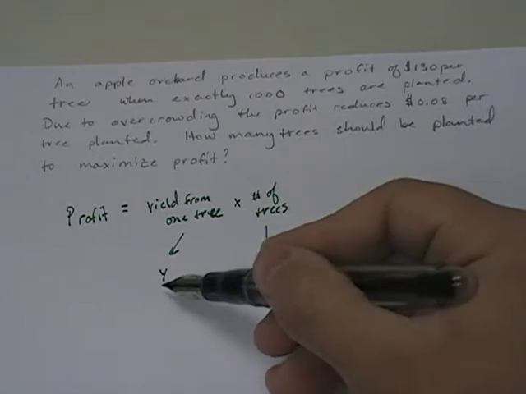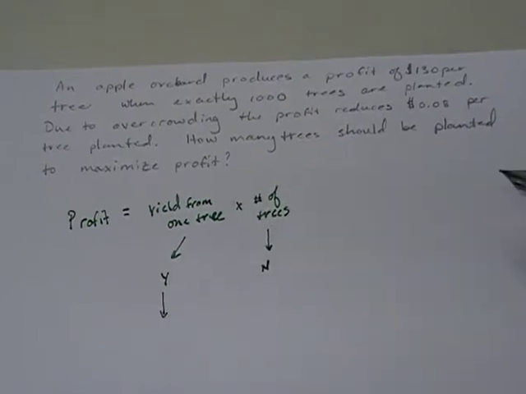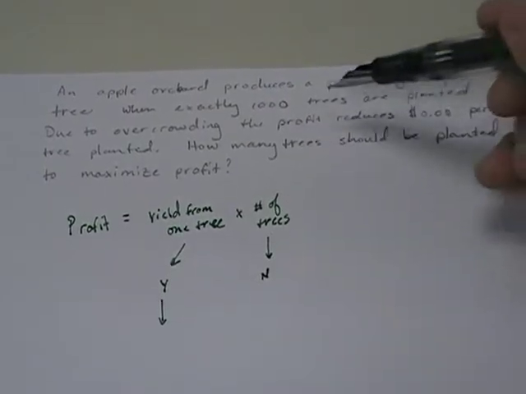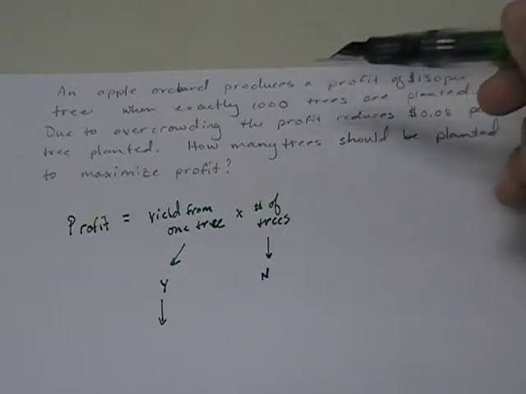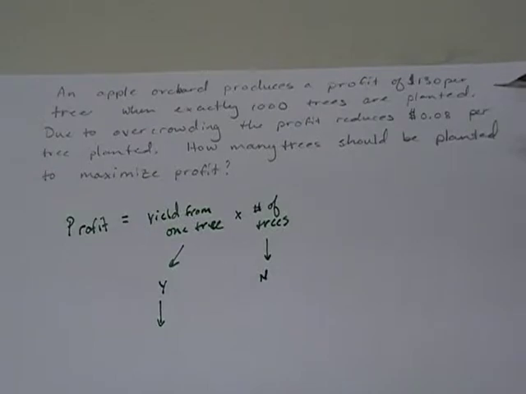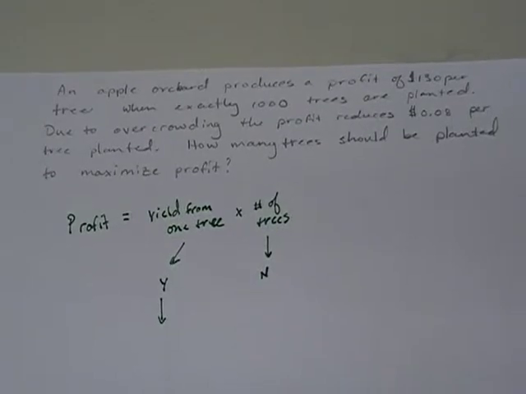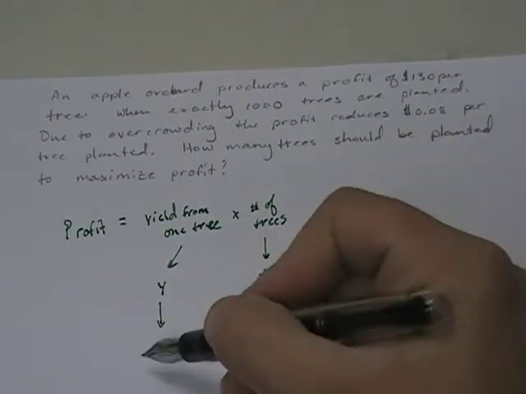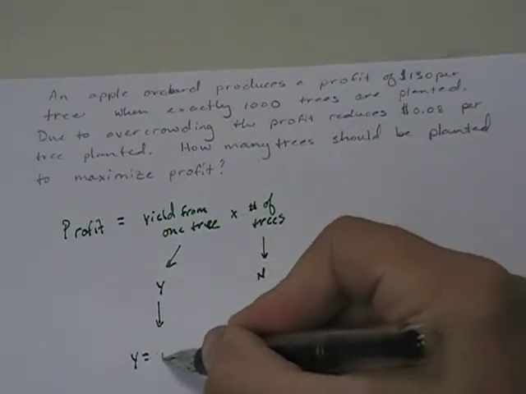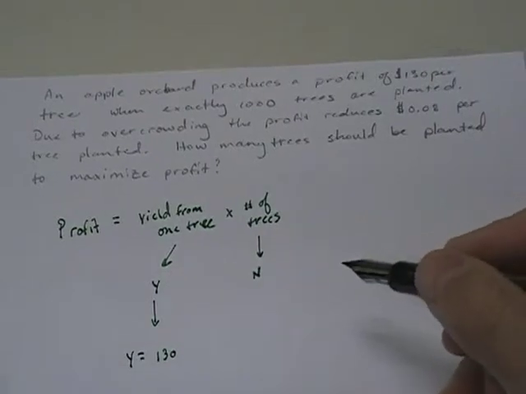Now, what we have to do is figure out the yield from one tree. If we planted exactly 1,000 trees, Y would be 130, period. But we don't know how many trees we're going to plant. We don't have a clue. So here's what we're going to say. We're going to say Y equals 130. Okay, that's our starting point.